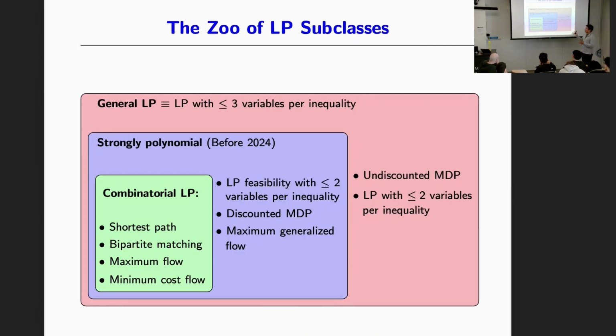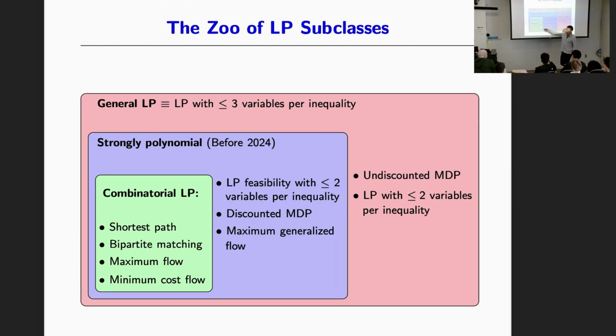So here's a bird's eye view of the different subclasses of LPs that we know, from a strongly polynomial point of view. For a lot of our favorite graph problems like shortest path, bipartite matching, max flow, and min cost flow, we have not only polynomial algorithms, but strongly polynomial algorithms for these combinatorial optimization problems. So the study of strongly polynomial originated in combinatorial optimization. And essentially, Smale's question is asking, what other classes of LPs can we solve in strongly polynomial time, if not all?